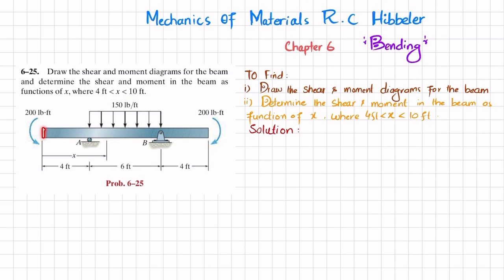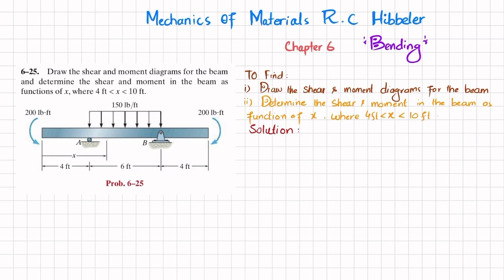So you can see this is the beam, where the loading is shown. There is a counterclockwise moment of 200 pound-feet at this point, and at this end we also have 200 pound-feet, that is clockwise. And from A to B there is a uniformly distributed load of 150 pounds per foot. There is a roller support at A, and at B we have a pin support.